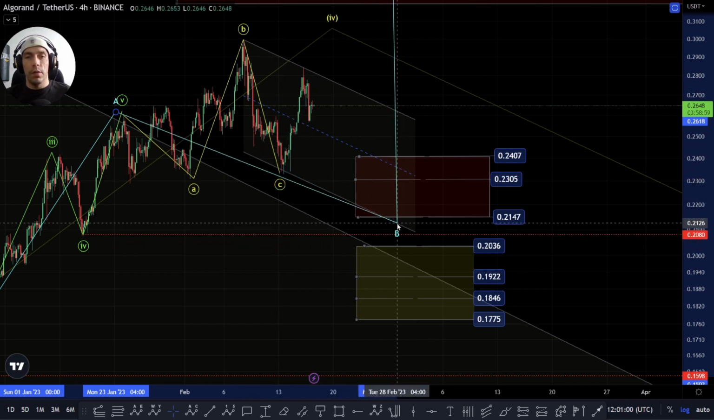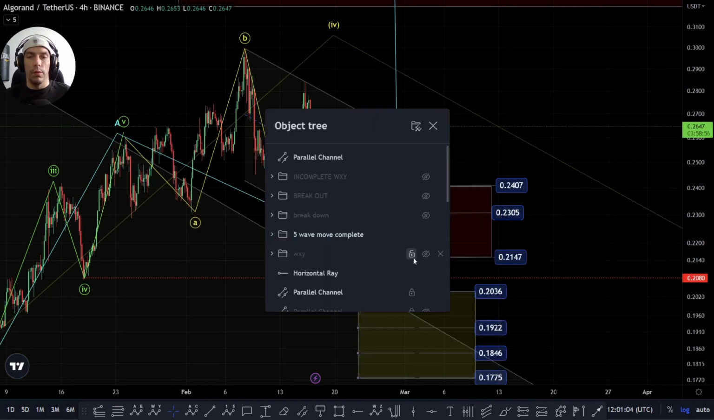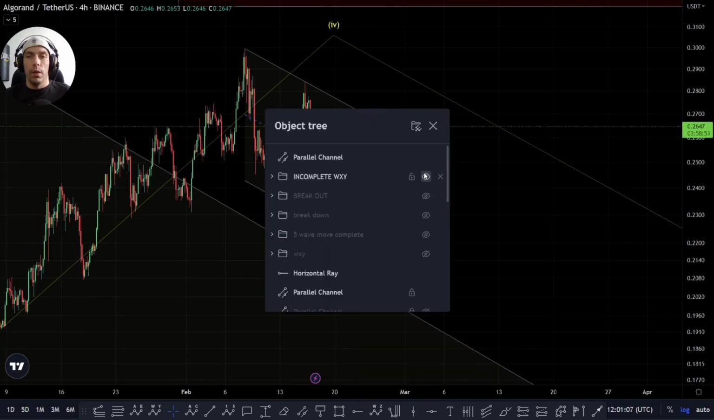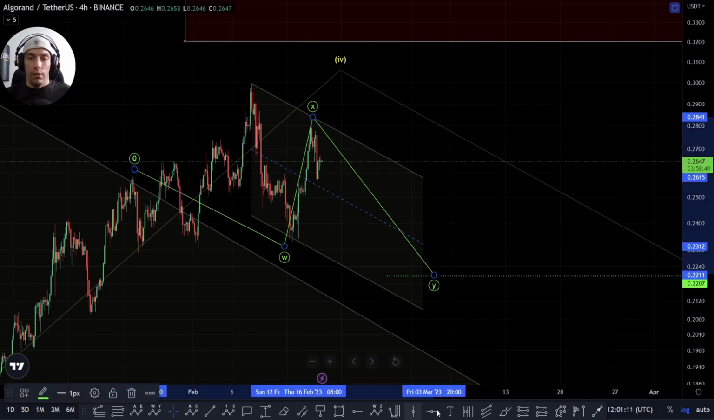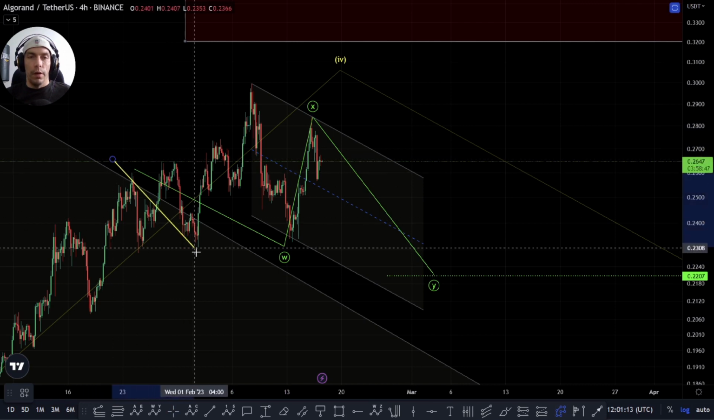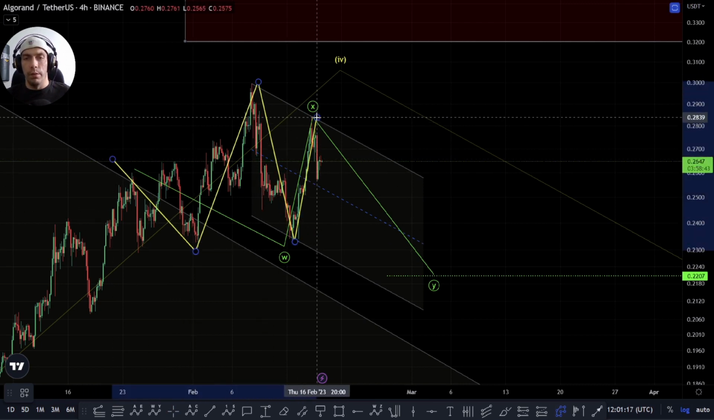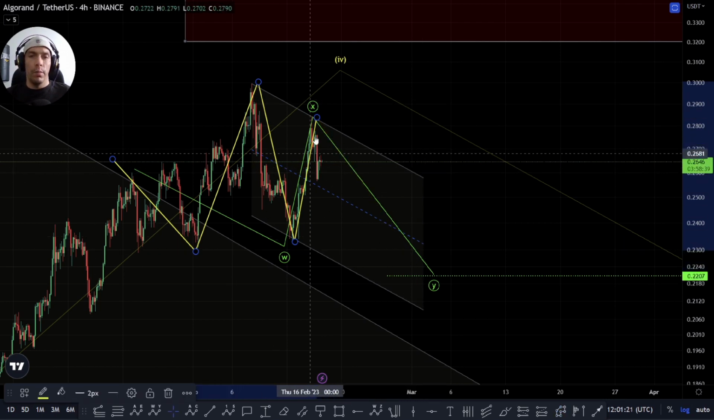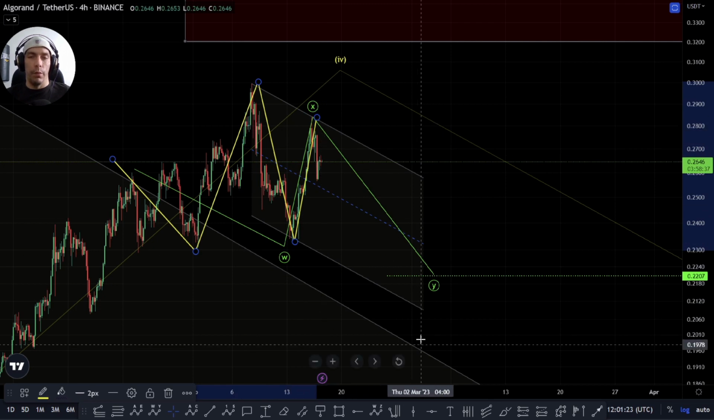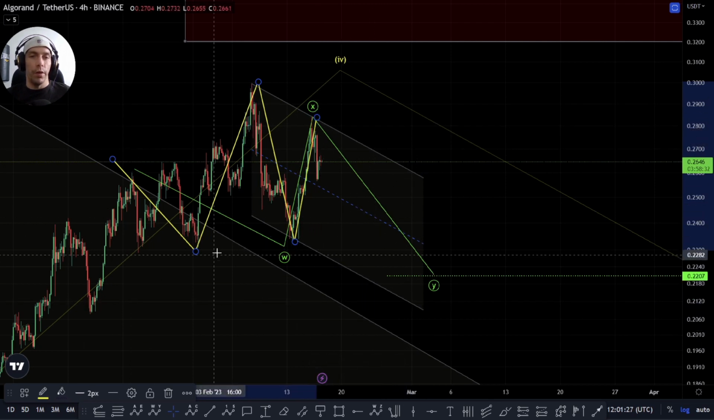However, I am just giving it a bit of space, because what we could see, I'm going to just flip this over, we could see something like this. And basically what this is looking at is just the fact that we have this move here as a flat. We could just have this as a connector wave, and then we actually form another Y wave to the downside, or even potentially a 5 wave move down here. So, you know, it depends how we react at this point.